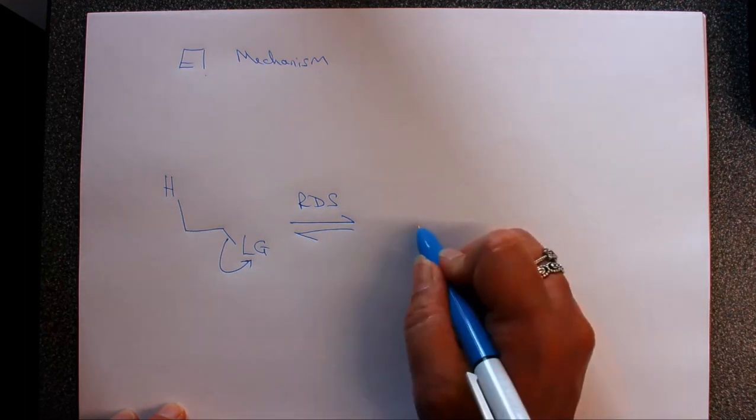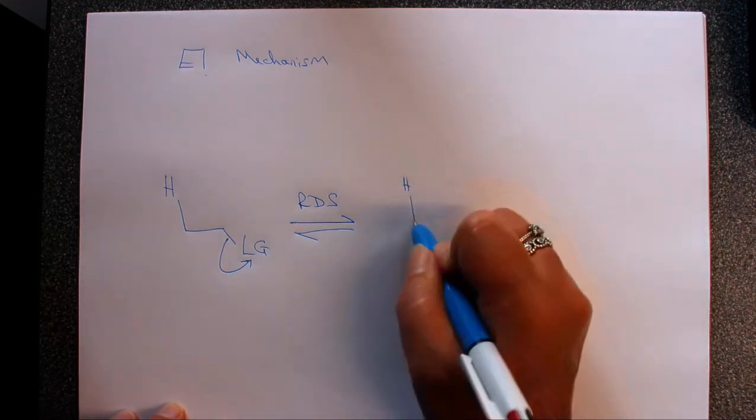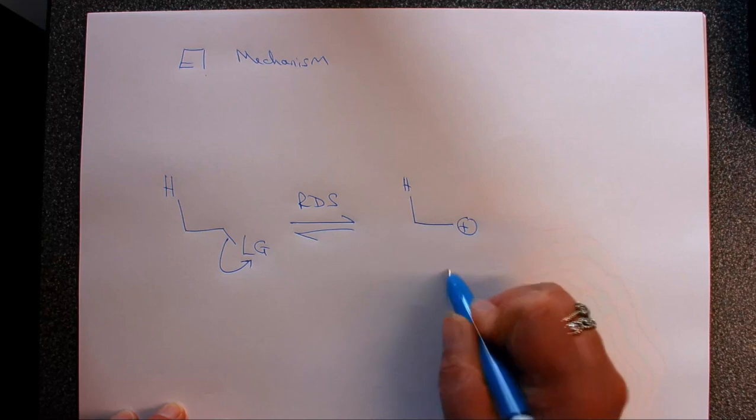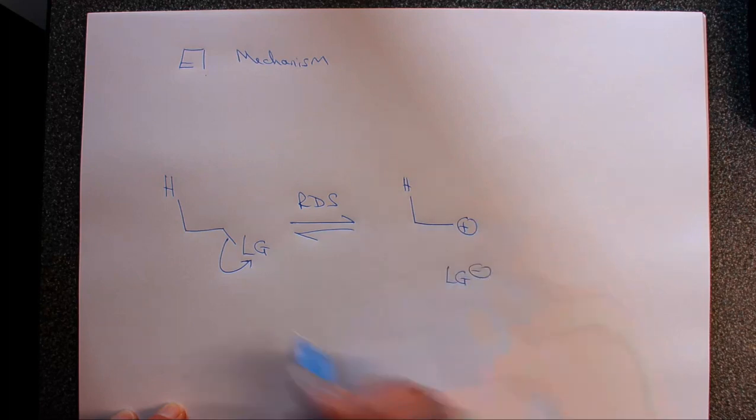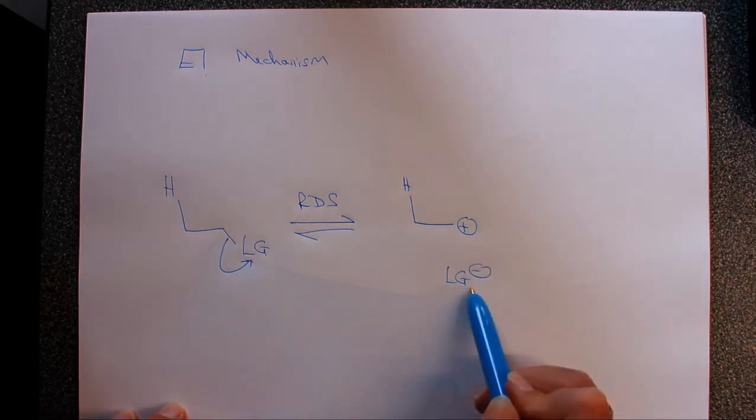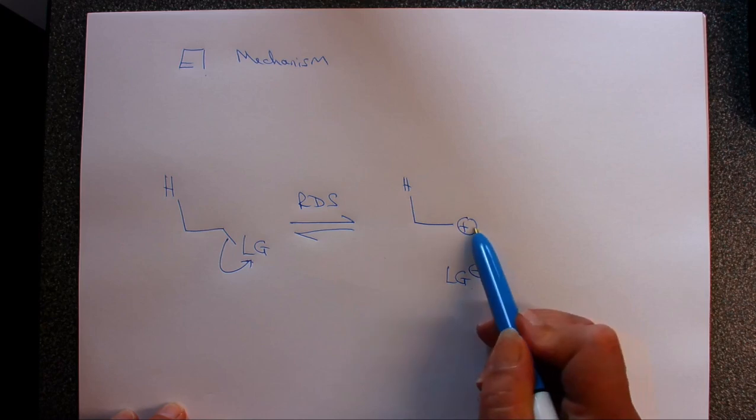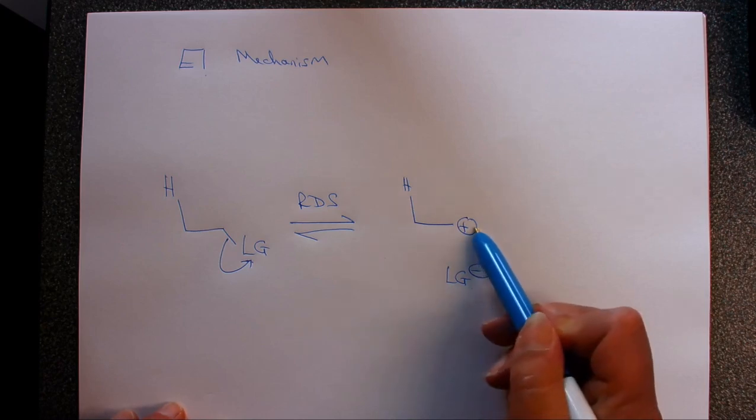That is going to give us a plus at that position, and our leaving group has gone. That took the electrons with it, so it's minus, giving a carbocation. It's planar, as we've seen before.